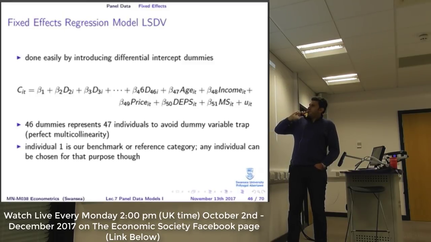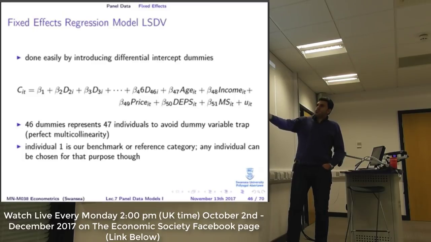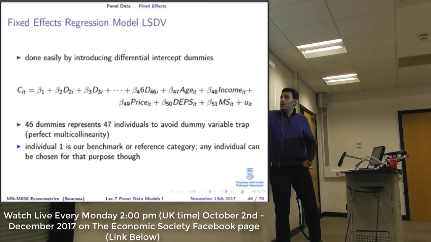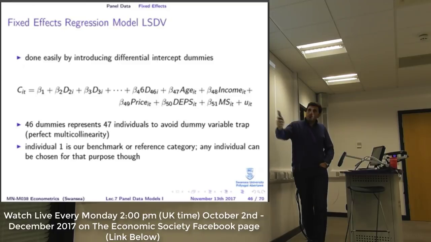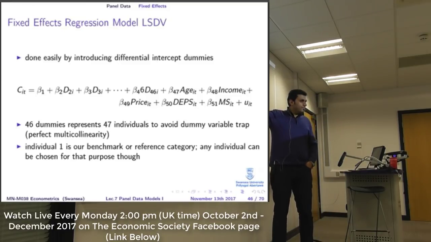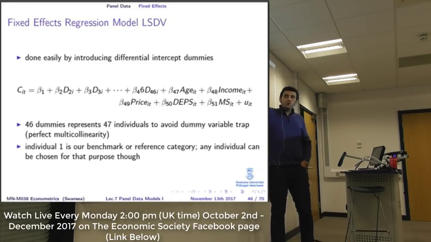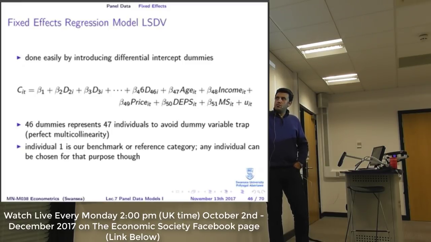It should be 47 because I dropped D1. I dropped one variable, one dummy, one group, D1, because this is my benchmark, what I compare with, because I have a constant.